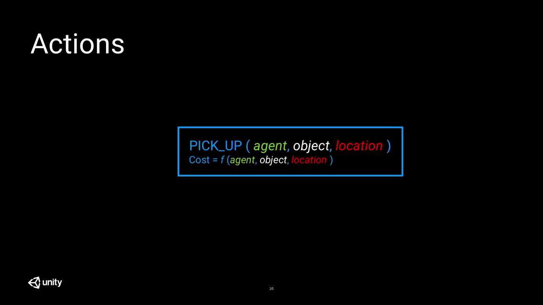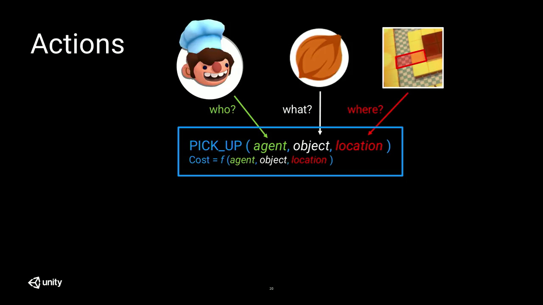So we'll take a look deeper at one of those actions. Our pickup action has three parameters. It has agent, object, and location. So that's the who, what, and where of this action. With each of those objects, we define traits that must be on those objects for them to be considered for binding to those parameters.